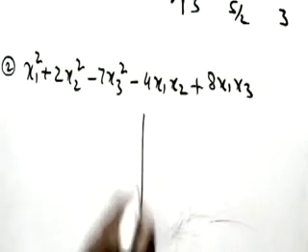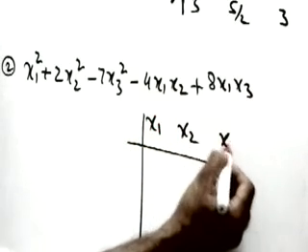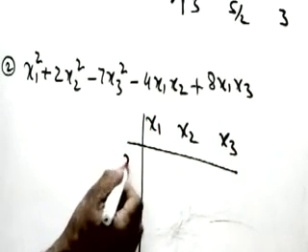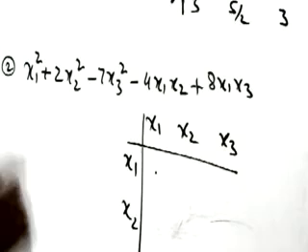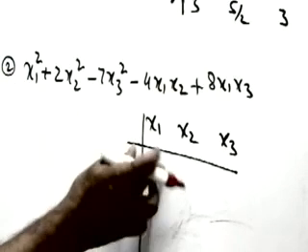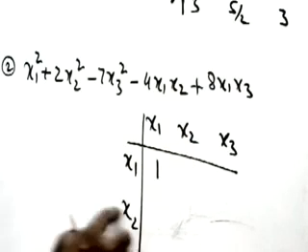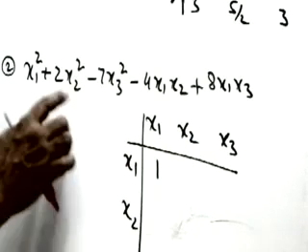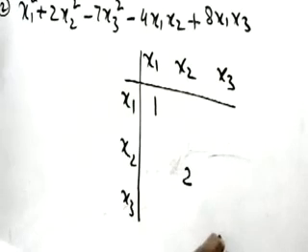Here the variables are x1, x2, x3. So let me take here x1, x2, x3, and here also the same x1, x2, x3. Now see here, here should be the coefficient of x1 square. x1 square coefficient is 1, so write 1 here. Here x2 into x2, x2 square. So x2 square coefficient is 2 here, right? And x3 square coefficient is minus 7.